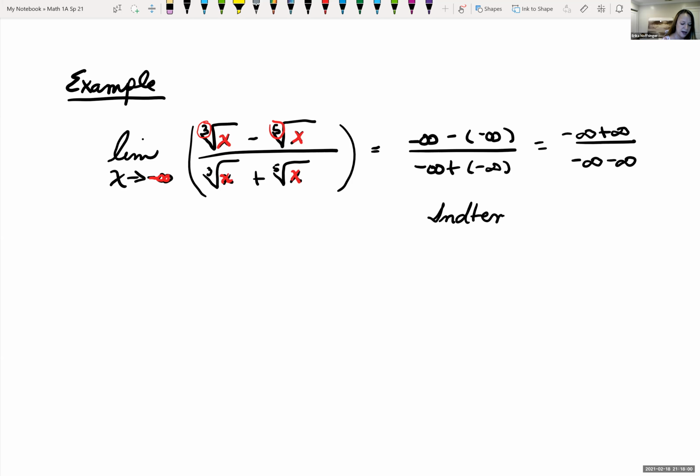And so we want to go back and manipulate it to see if we can get back some number when we take the limit, or if it shows us that it's going off to infinity or negative infinity.